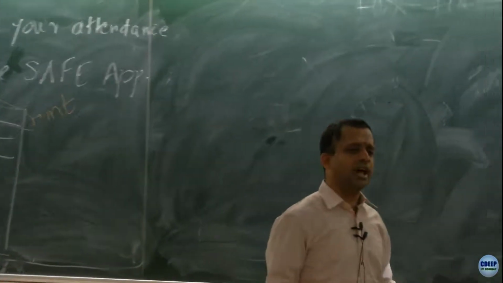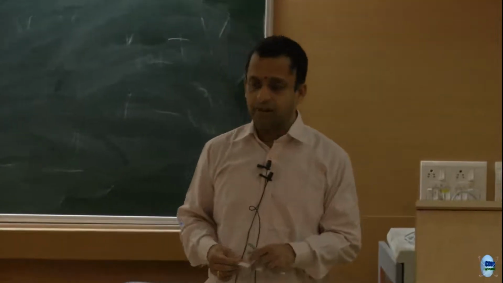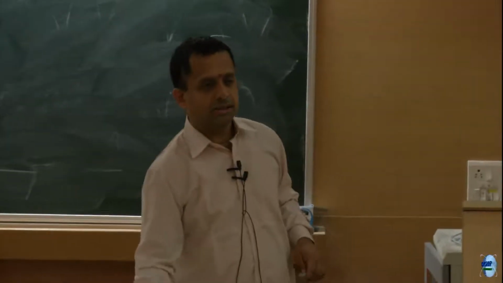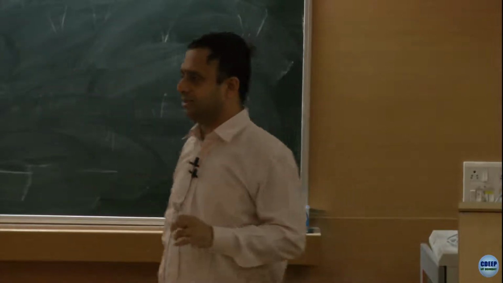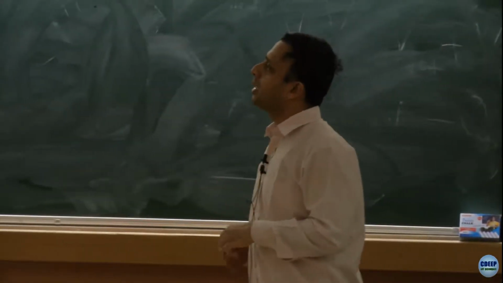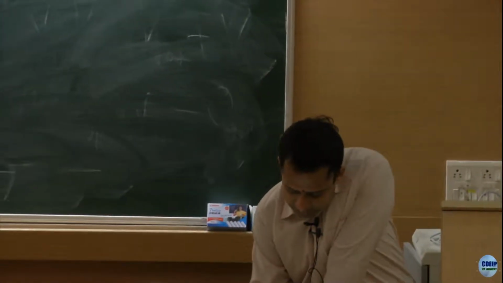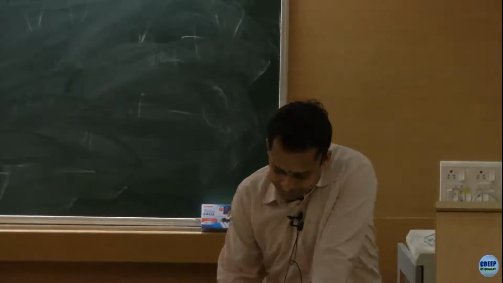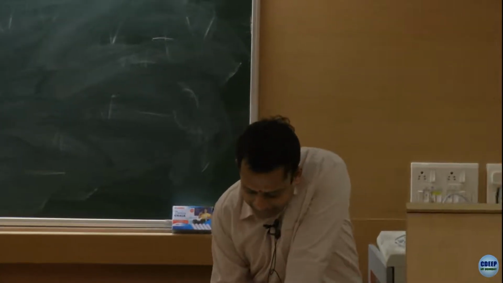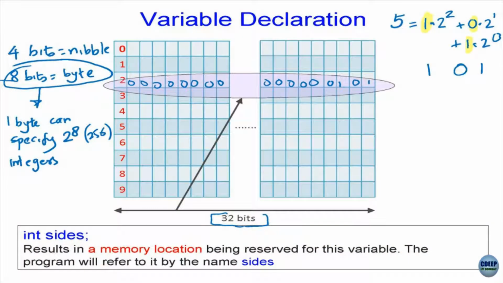Okay, how this is all done is the task of the compiler and the executor. They need to basically keep track of these pieces of information. But for the time being, it suffices to say that we are basically reserving space for storing integer values in a memory. And sides is a name given to that reserved space, a variable created. Okay, so this is the example.